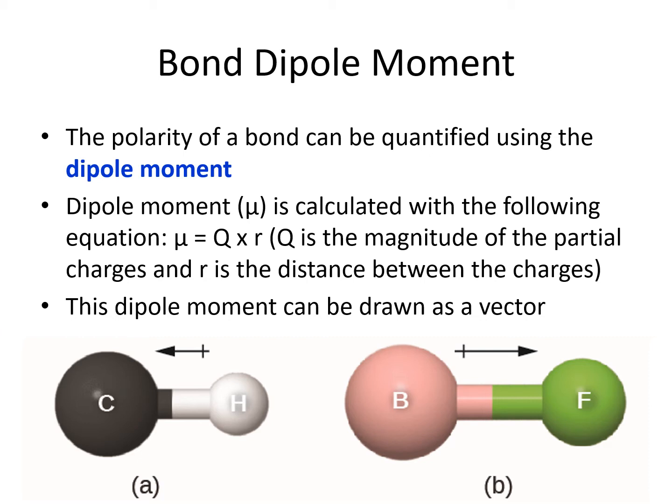We can represent this vector with an arrow that has the tip pointing towards the more electronegative atom, closer to the upper right of the periodic table, and the plus sign on the less electronegative atom. For example, in the CH bond, the arrow is pointing toward carbon, and the plus sign is on the hydrogen. In the BF bond, the tip of the arrow is pointing toward the fluorine, and the plus sign is on the boron.